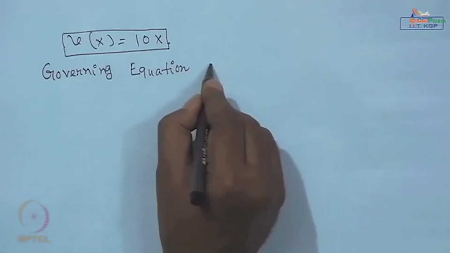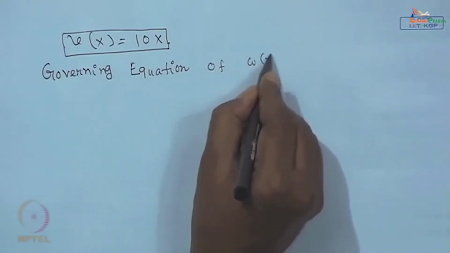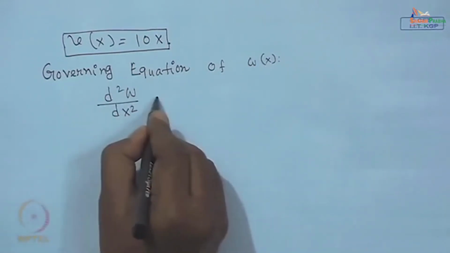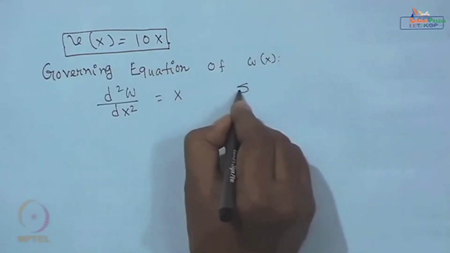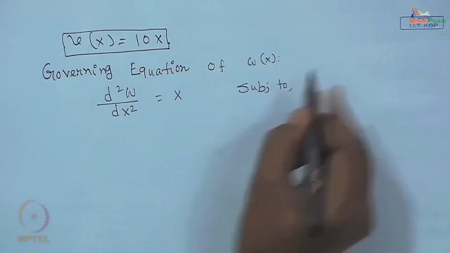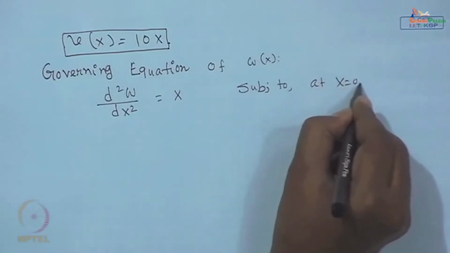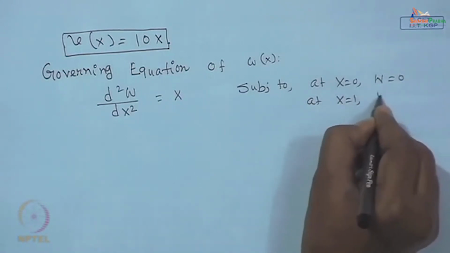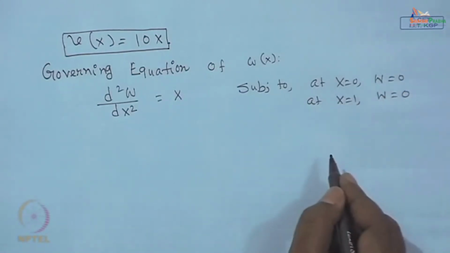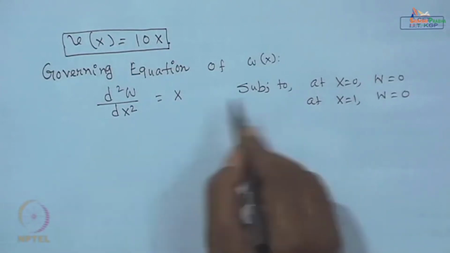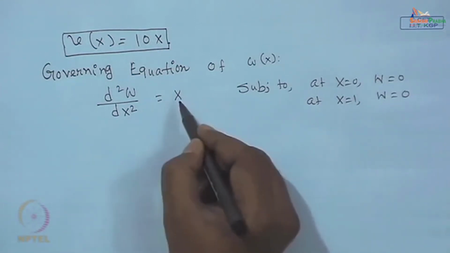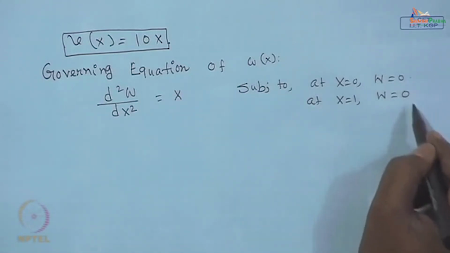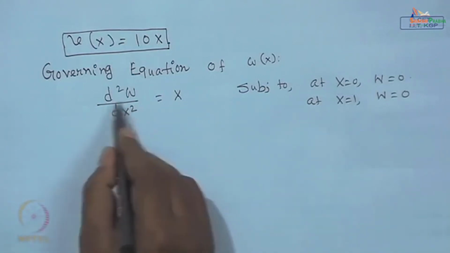We write down the governing equation of w. It will be d square w dx square is equal to x, subject to at x is equal to 0, w is equal to 0, at x is equal to 1, w is equal to 0. So, if you look into this sub problem, we are keeping the non-homogeneous term in the governing equation intact, forcing the non-homogeneities in the boundary condition to vanish.